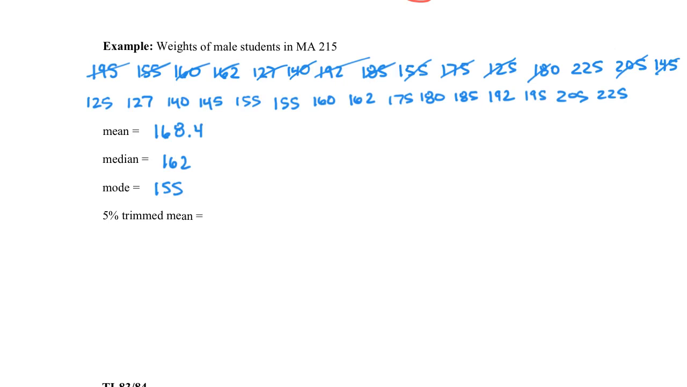To find the median, we find the one in the middle. So we got 1, 2, 3, 4, 5, 6, 7. Then if I count 7 from the other side, I'll be right here because there's 15. So this 162 is right in the middle. That's the median. And then the mode, 155 shows up twice. Remember, for the mode, let's say there were a couple of 180s also, so there's a tie. Then you could say no mode, or you could list them both.